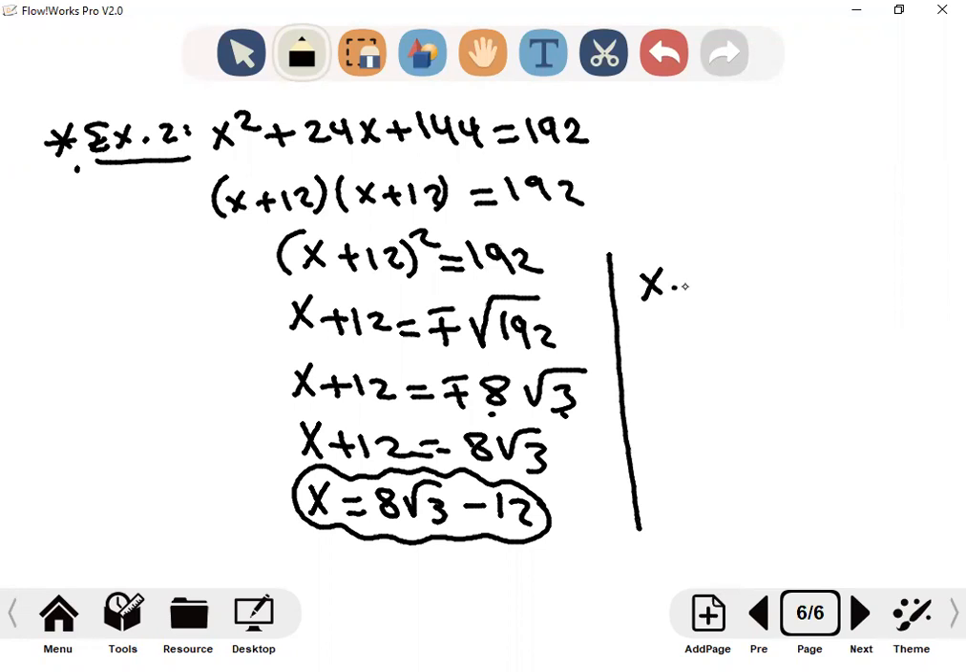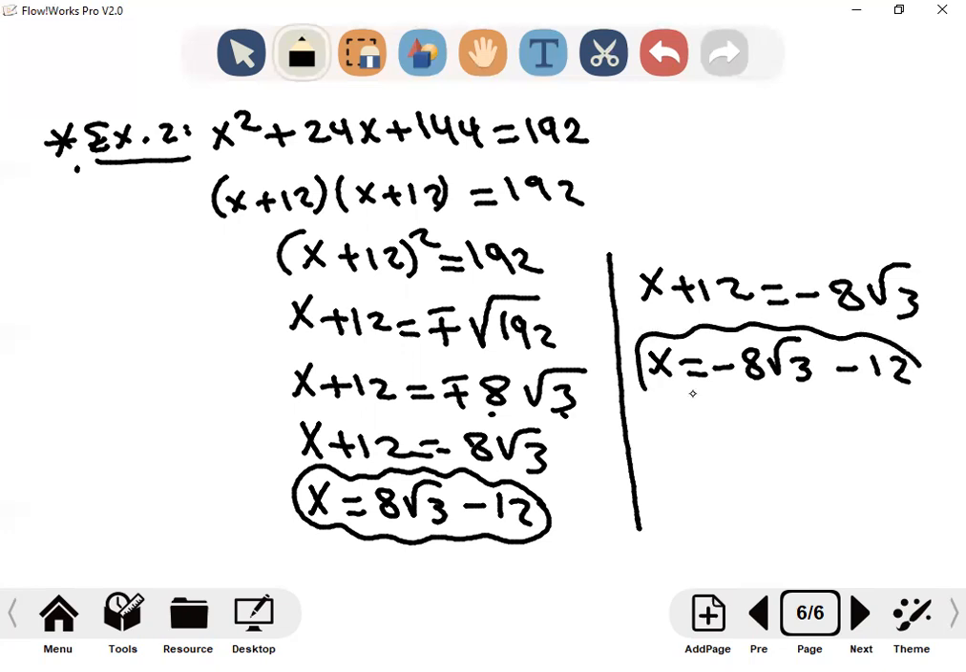But the second part, x plus 12 equals what? We took the positive 8 square root of 3. Now what do we take? Negative 8 square root of 3. Now shift the 12: x equals negative 8 square root of 3 minus 12. These are acceptable solutions. It means if the square root is not an exact value, it's normal, use it and continue. Okay?